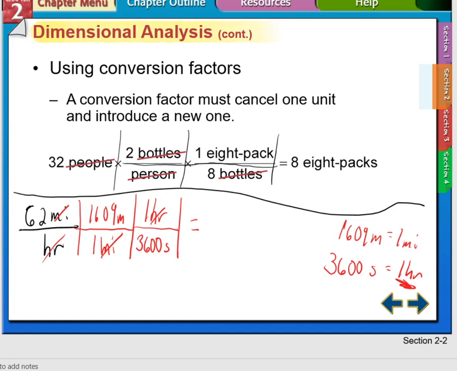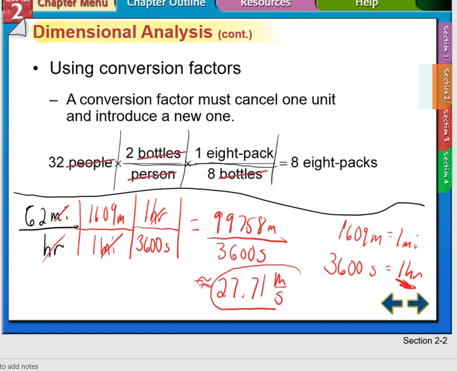multiplied by 1609 times 1 gives us 99758, and our units are meters, all over 1 times 3,600 seconds. And when you divide those two numbers, we get 27.71 approximately. We should use the approximately sign because I rounded, and it's meters per second. Okay.